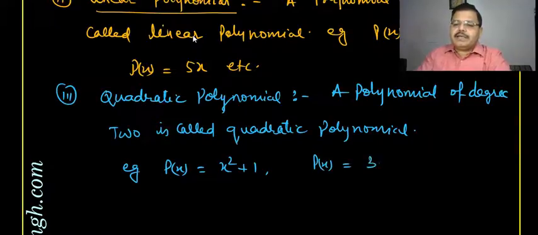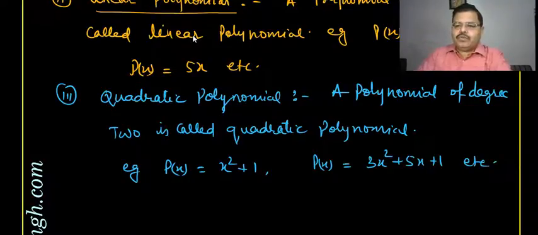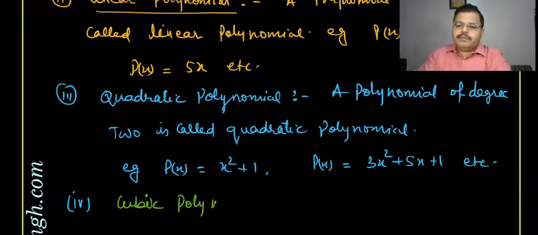p(x) is described as 3x square plus 5x plus 1. The highest power of x is 2, so that is why it is called a quadratic polynomial. Now the fourth one is cubic polynomial. What is that? Cubic polynomial, cubic, power is 3.